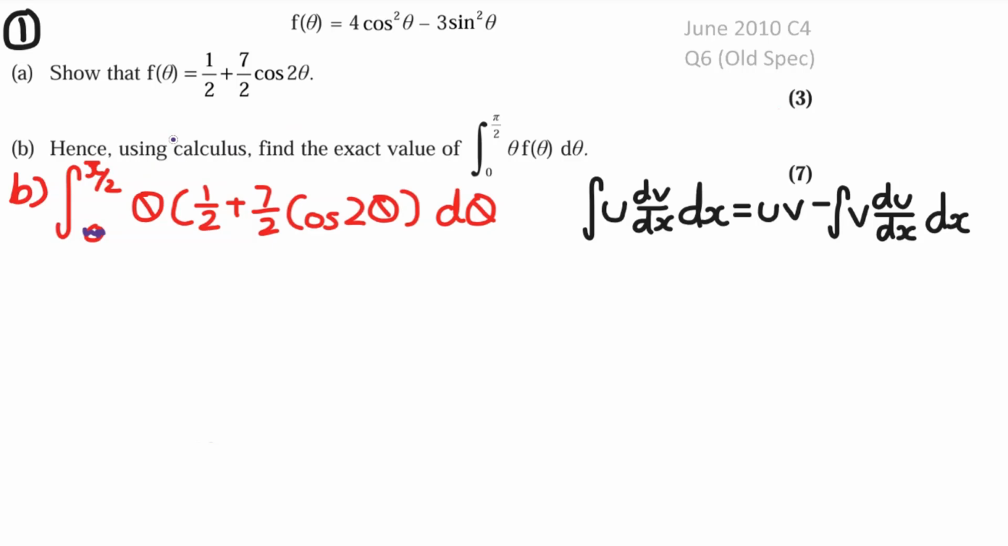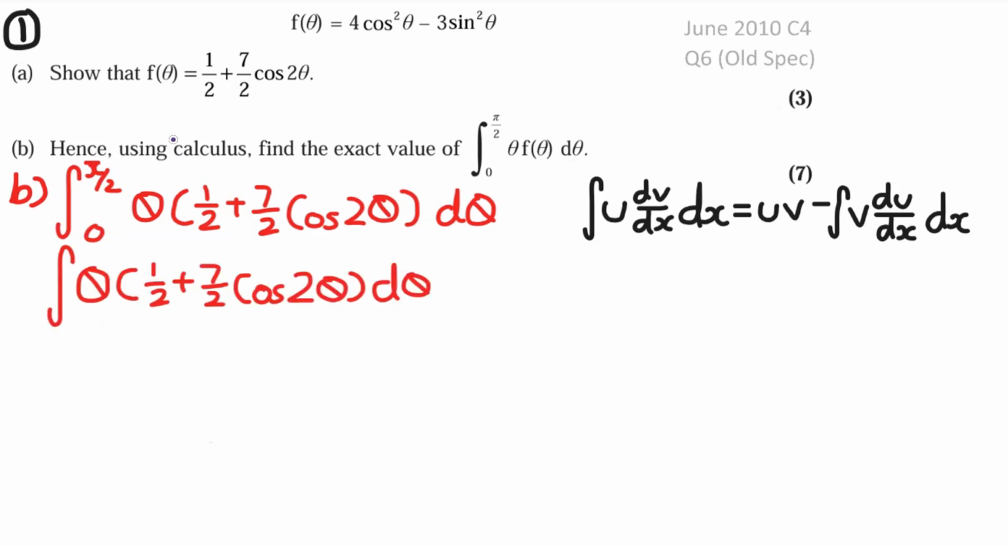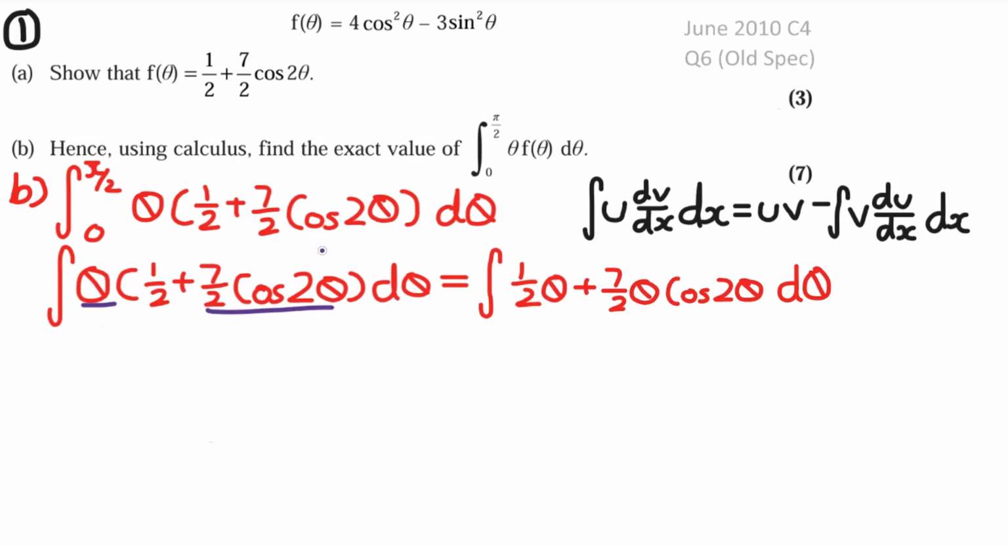We firstly need to focus on the actual integration, so we need to integrate this theta and then half plus 7 over 2 cos of 2 theta. So in order to integrate this, we're going to expand this bracket. So we're going to do theta times a half, which is a half theta, and then theta multiplied by this here. So it's going to be 7 over 2 theta cos of 2 theta. So now we need to integrate this here.